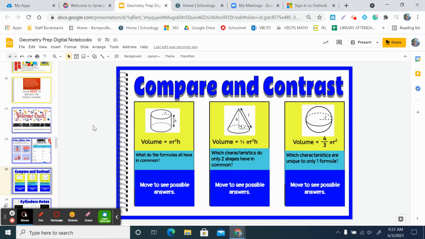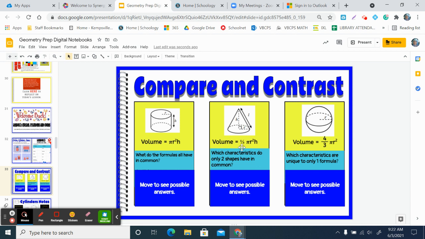So now we need to compare and contrast some of these formulas. These are formulas you've been using for a while, but maybe you haven't looked at them recently. So we've got volume of a cylinder. Volume is pi r squared h. Well, that pi r squared is the area of the circular base, so it's the circular base times the height. It's just base times height.